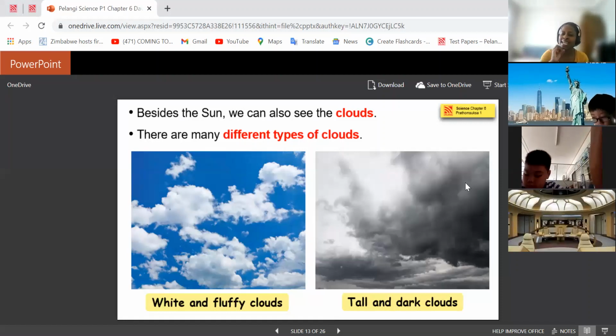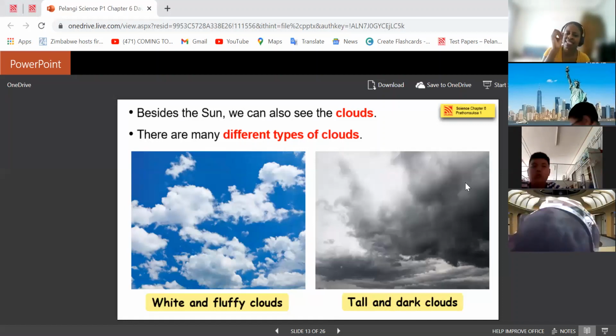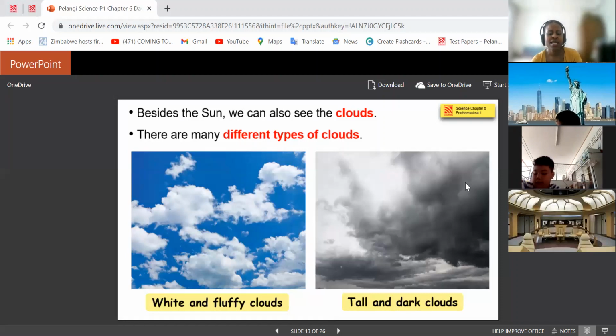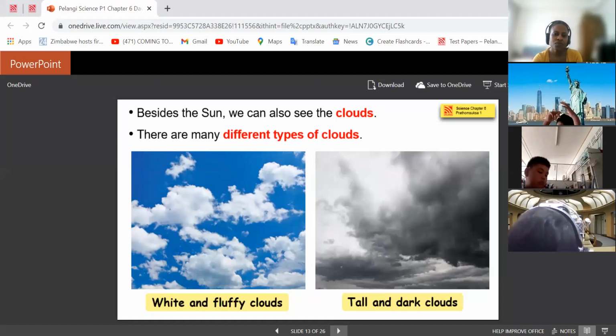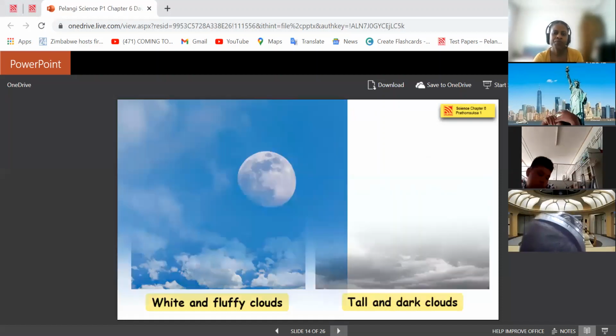Okay, so in the day sky, we now have two things. We have the sun and the clouds. The sun gives out heat and light. The clouds have different types. All right, let's proceed.